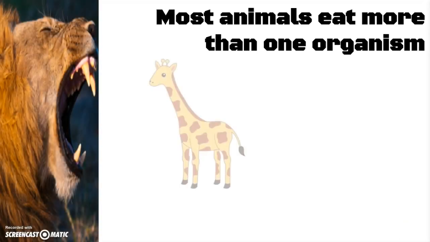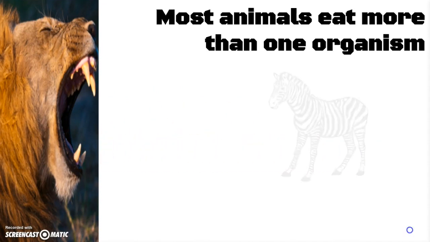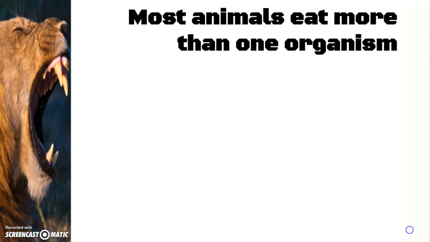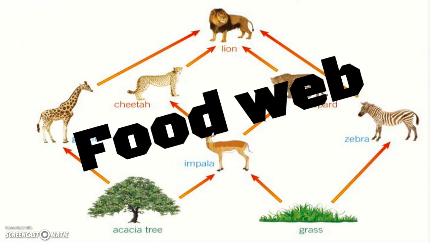Most animals eat more than one type of organism. For example, lions eat giraffes, cheetahs, leopards, and zebras. Scientists show this in food webs.